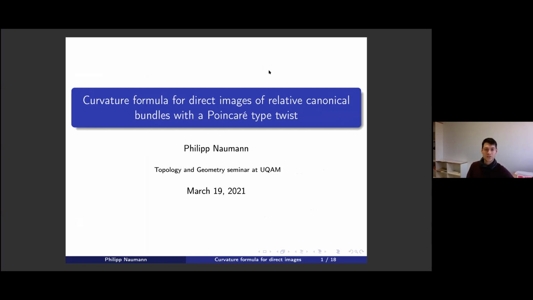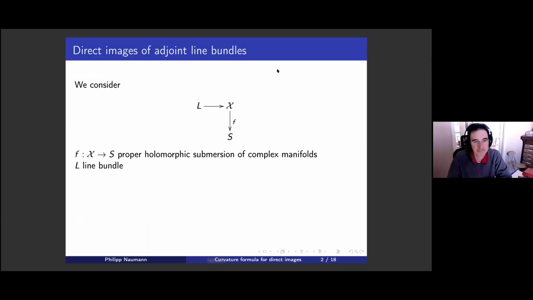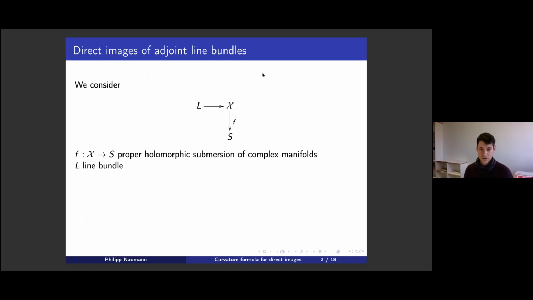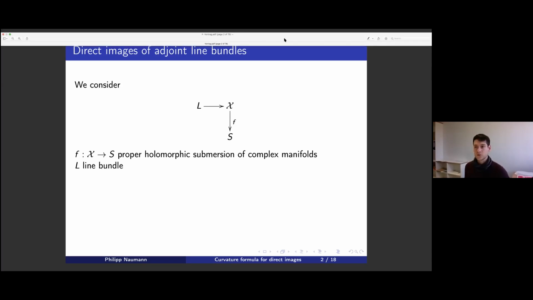So let's start with the general setting. We consider a complex manifold X together with a proper holomorphic submersion to another complex manifold S. Additionally, we have a holomorphic line bundle L on the total space X. And we would like to study the geometry of this fibration, this family of complex manifolds.